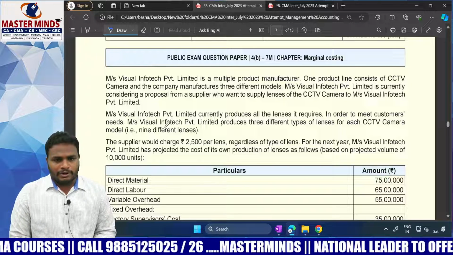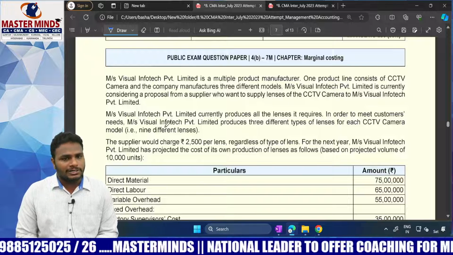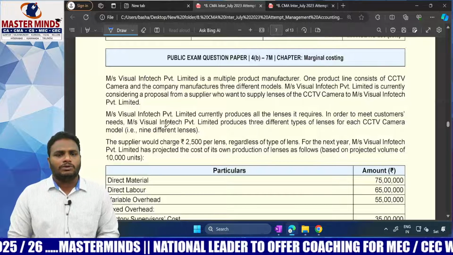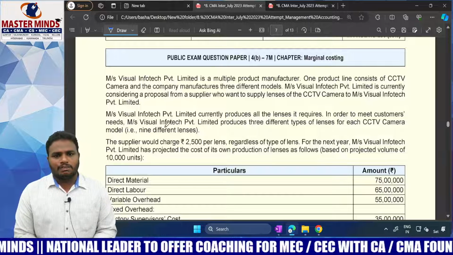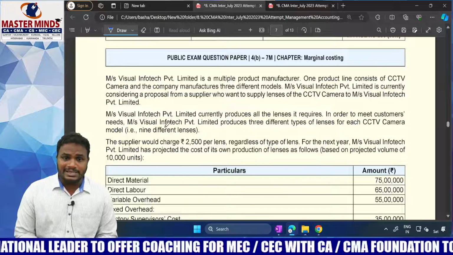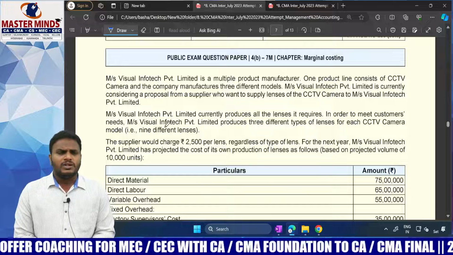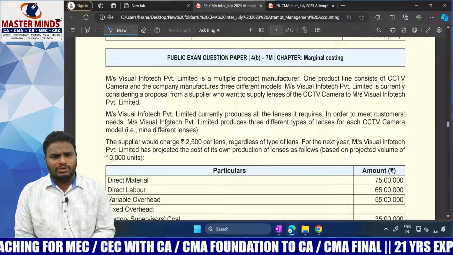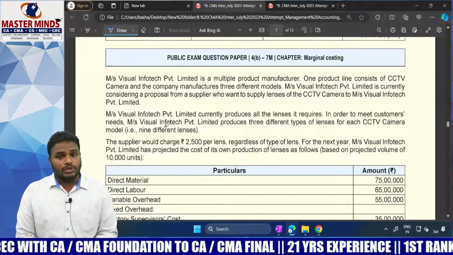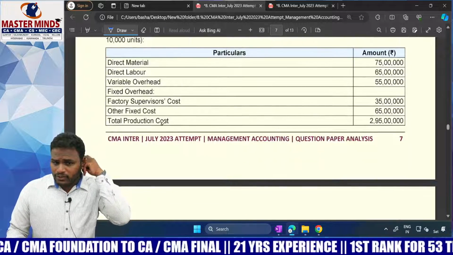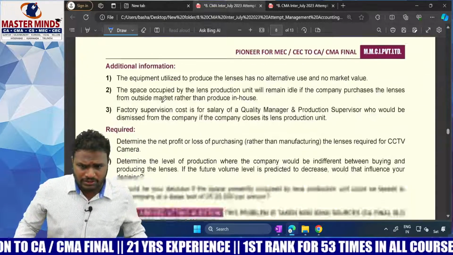Visual Infotech Private Limited currently produces all the lenses it requires in order to meet the customers' needs. It produces 3 different types of lenses for each CCTV model. The supplier would charge 2,500 per lens regardless of the type of lens. For the next year onwards, the company has projected the cost of its own manufacturing of lenses as follows, based on the projected volume of 10,000 units. This is the information given regarding the total cost.